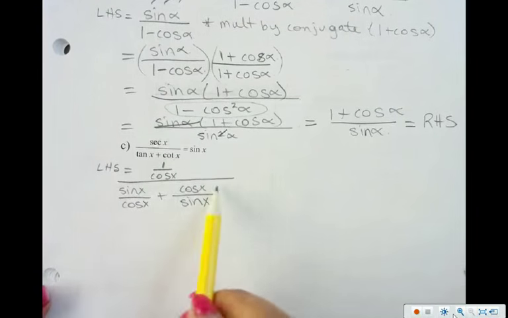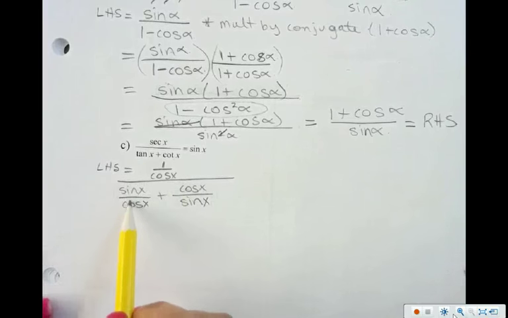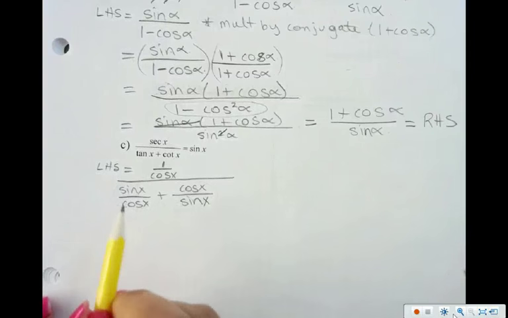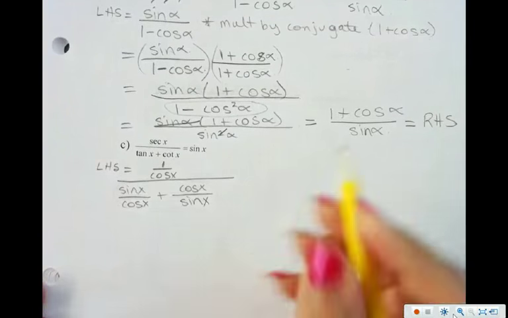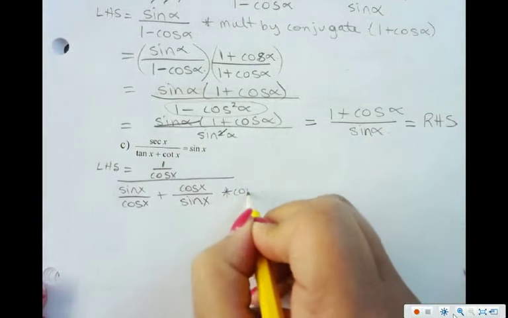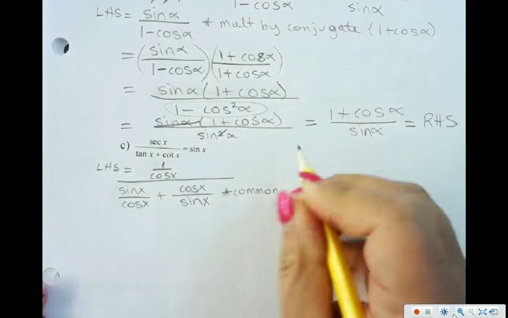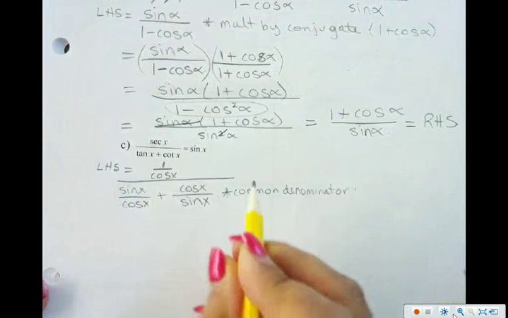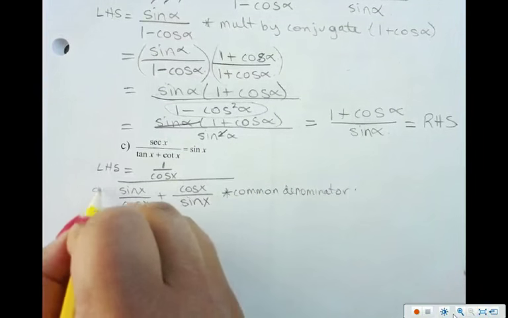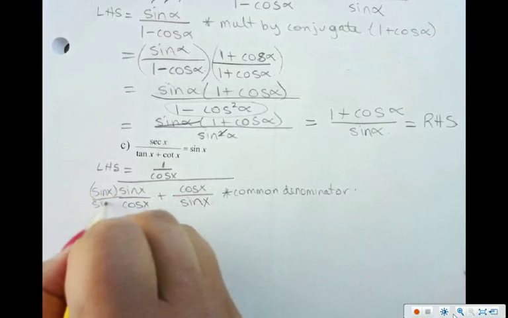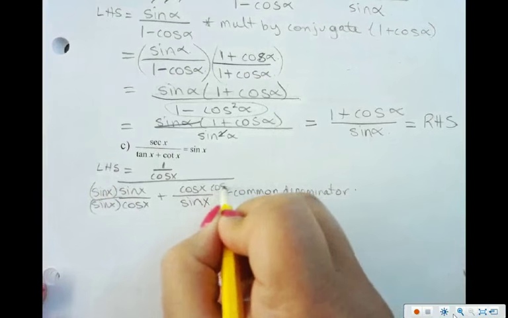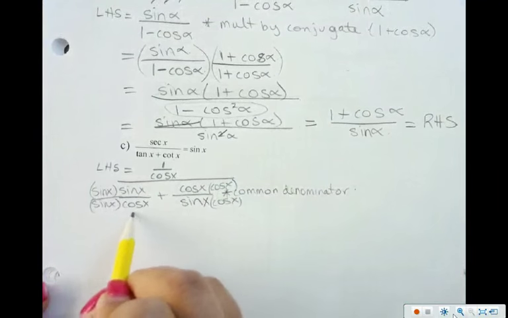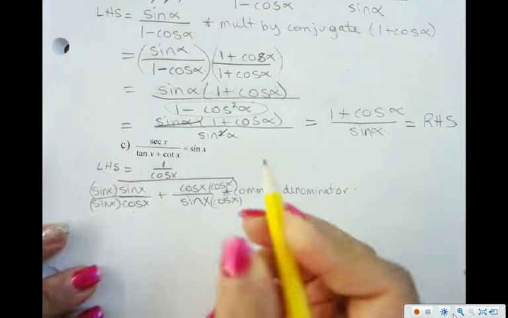Now I've got this that I have to deal with somehow. Okay, so I need to add these two fractions together. How am I going to approach that? I need a common denominator. So what would be my common denominator now? So here I need to multiply a sine x over sine x, and then a cos x over cos x. So now I've got sine times cos as my common denominator.